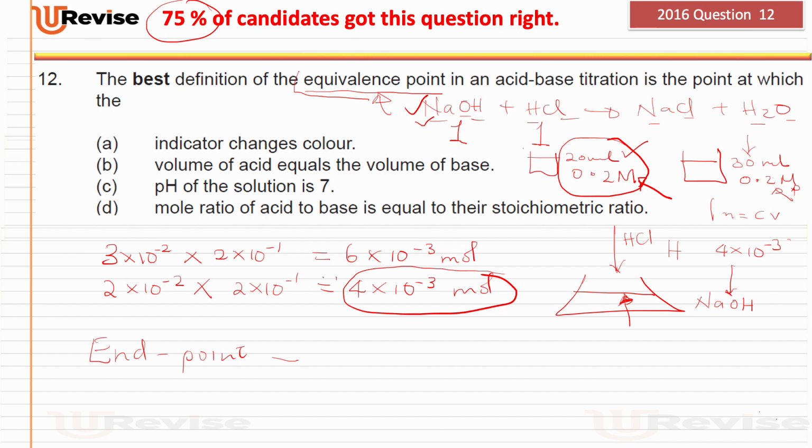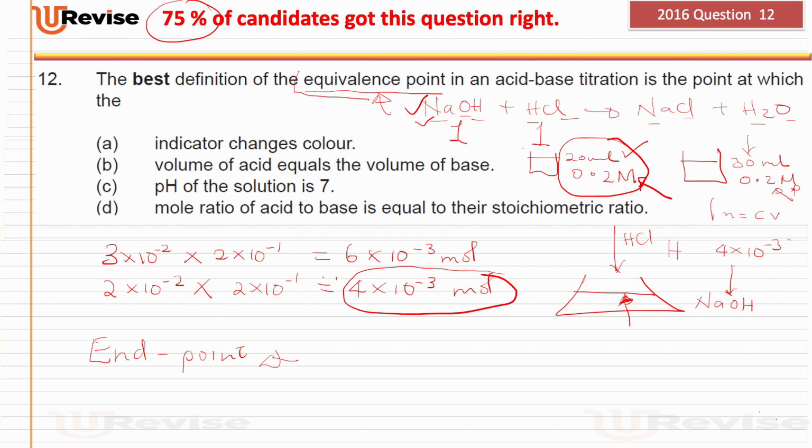That's where we have the endpoint. That's when we stop. So if we select an indicator, the end point of that indicator must be as close as possible to where you think the equivalence point is going to be. So the end point is when the indicator changes color, and the equivalence point is when you've added the right stoichiometric ratios. Now let's take a look at the answers.